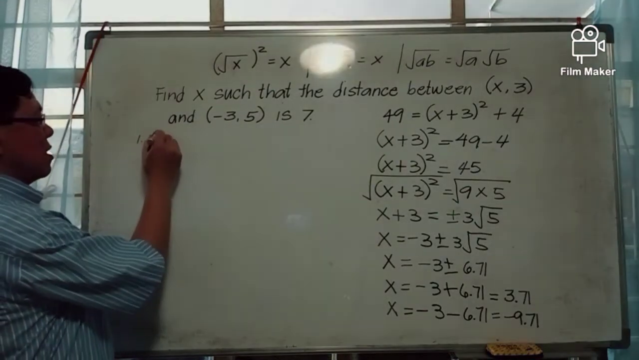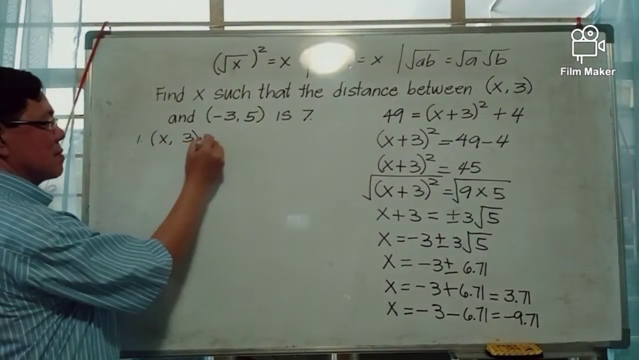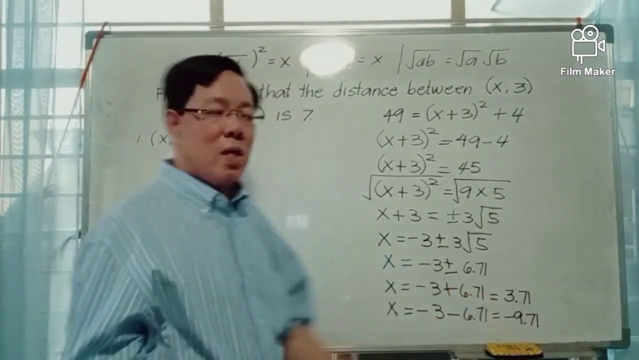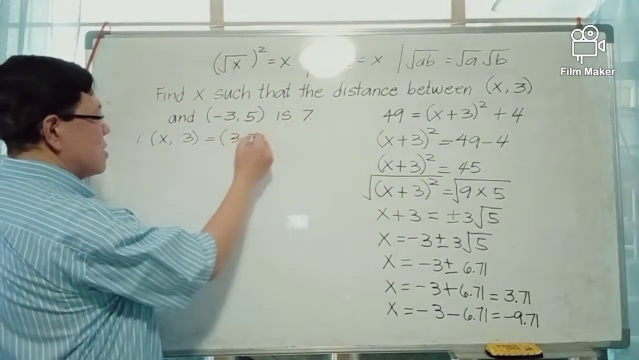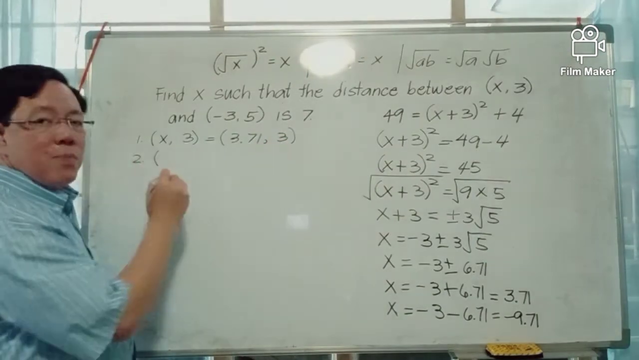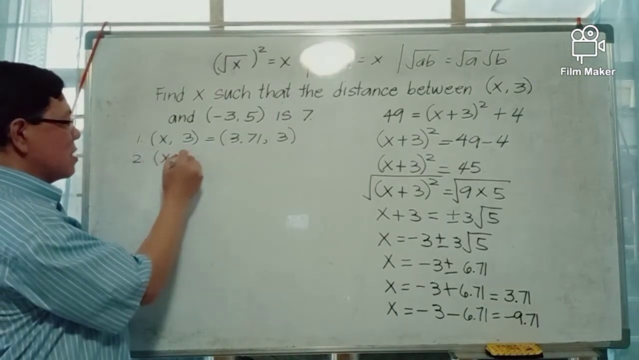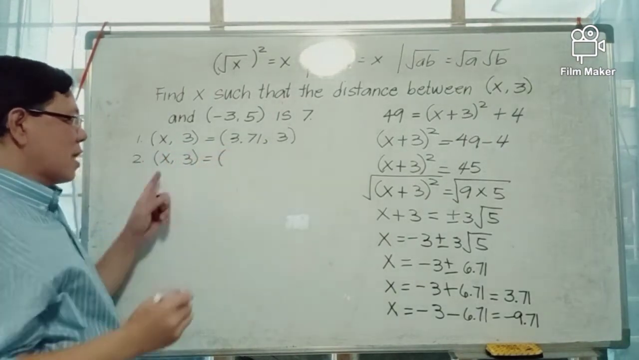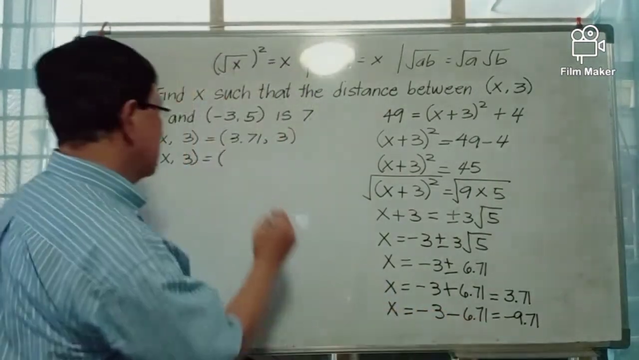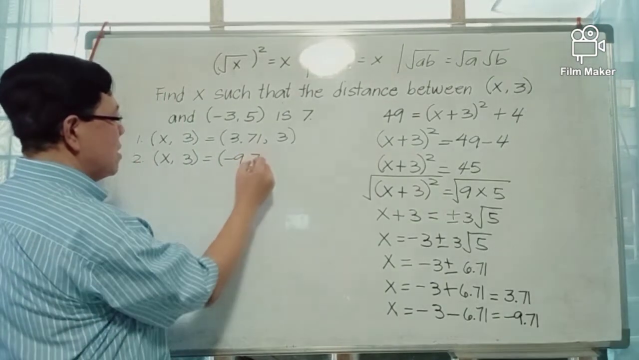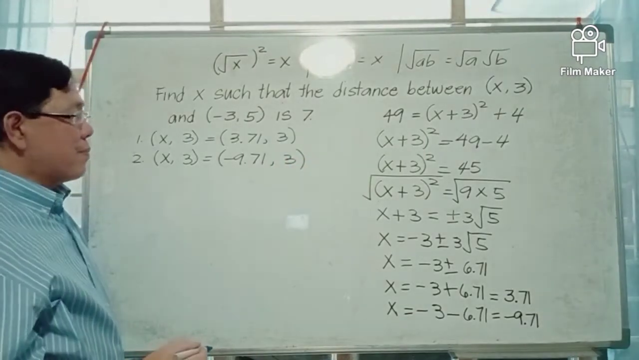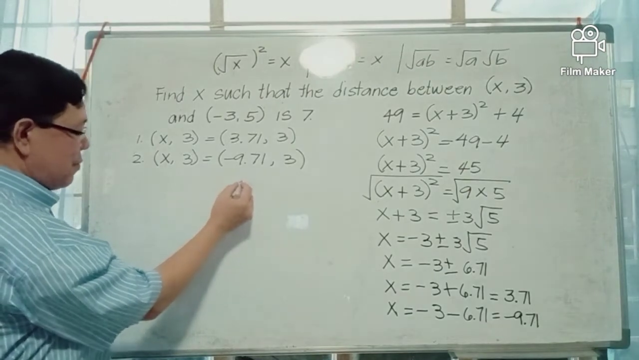The first point has coordinates (x, 3). For this point, we take the first value of x, 3.71. So it is (3.71, 3). And the second point has coordinates (x, 3). For the second point, we take the second value of x, -9.71. So it is (-9.71, 3). And we plot these points in the Cartesian plane.